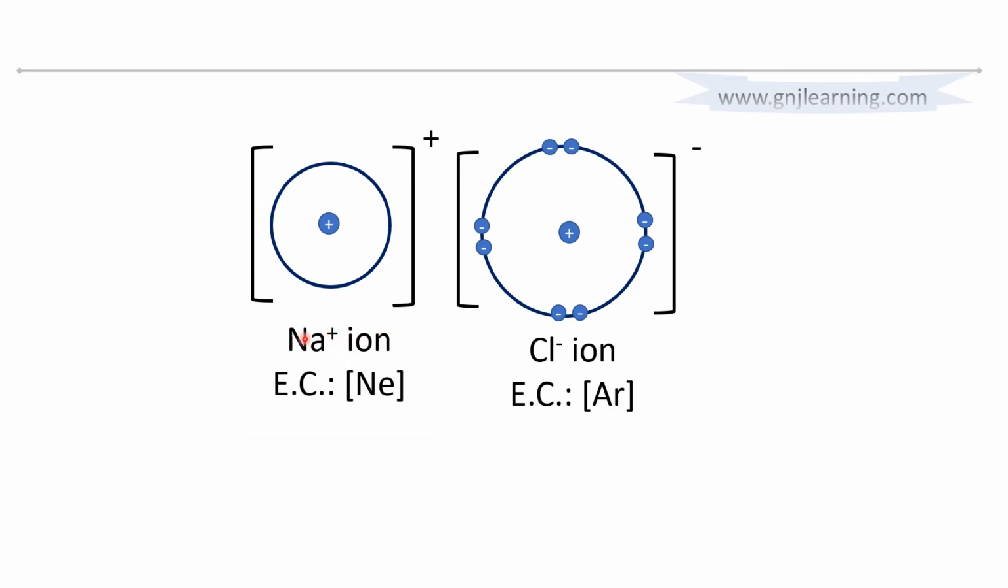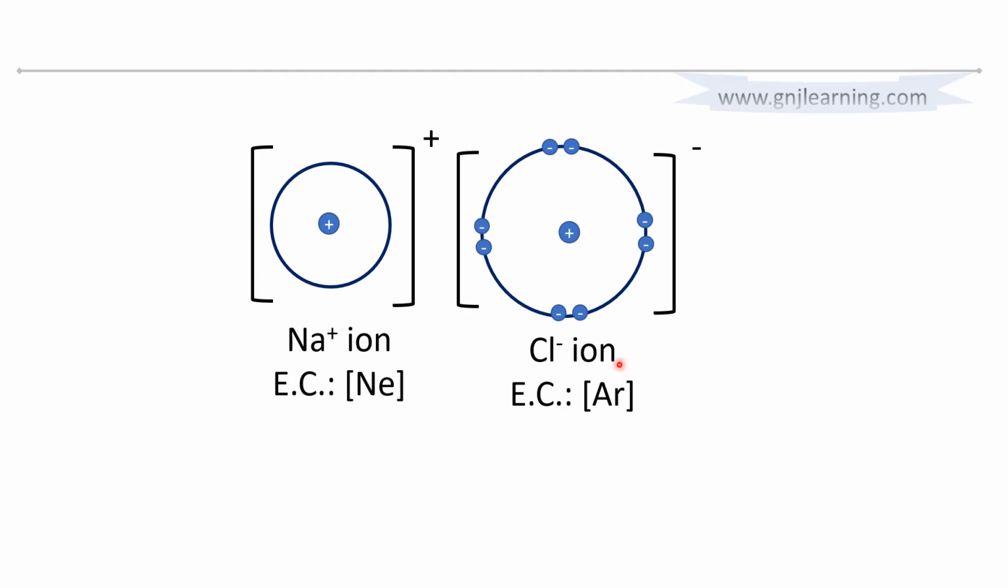So this is what happens when sodium loses its electron to become a positively charged ion, which is termed a cation. Upon losing the electron, it gets a positive charge and the configuration of neon. Upon gaining an electron, chlorine will become a negatively charged ion, or anion, and the electronic configuration of chlorine has now become that of argon.